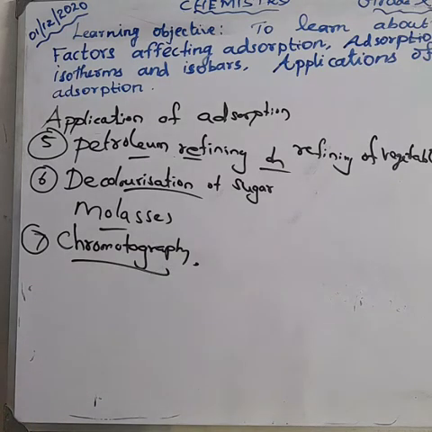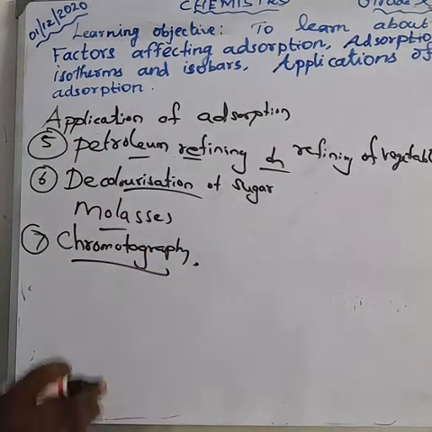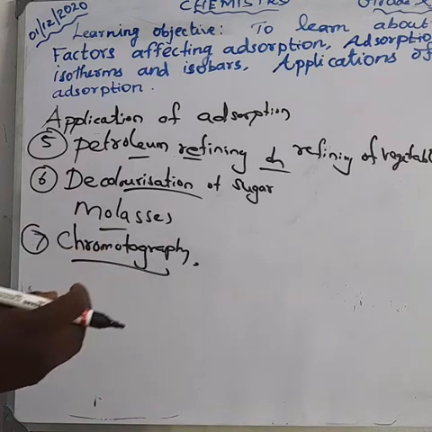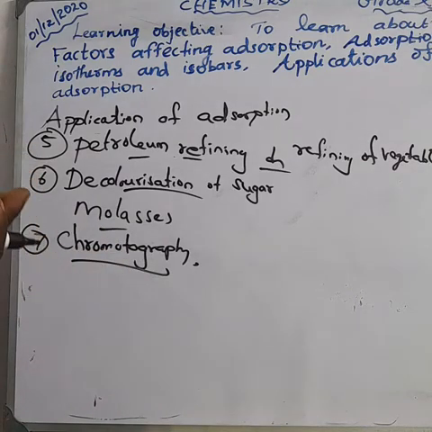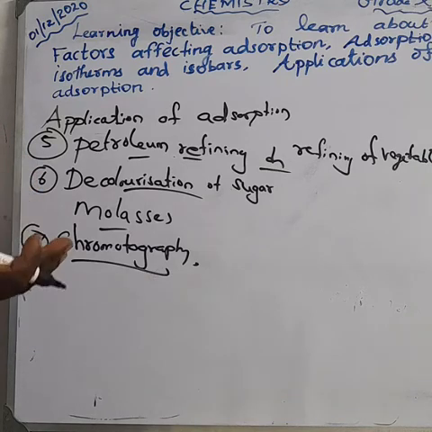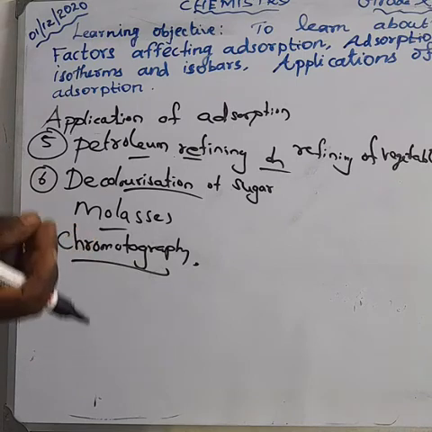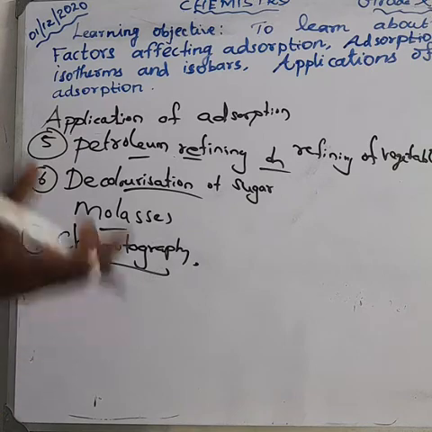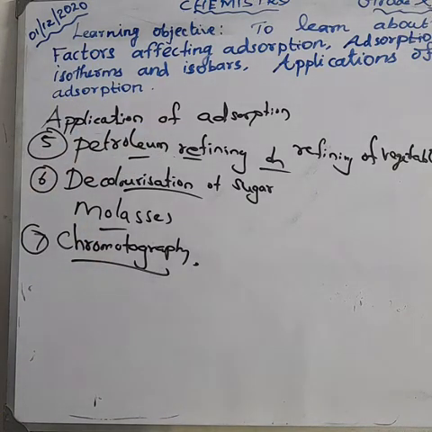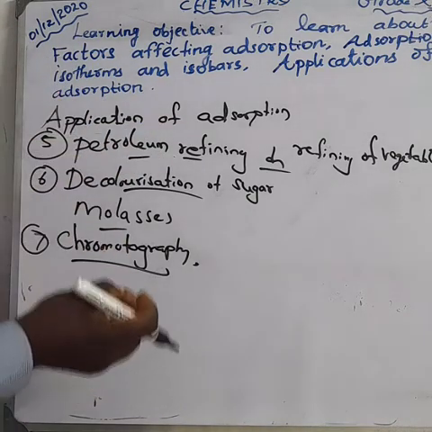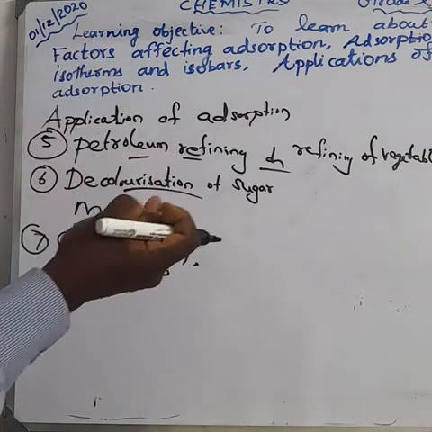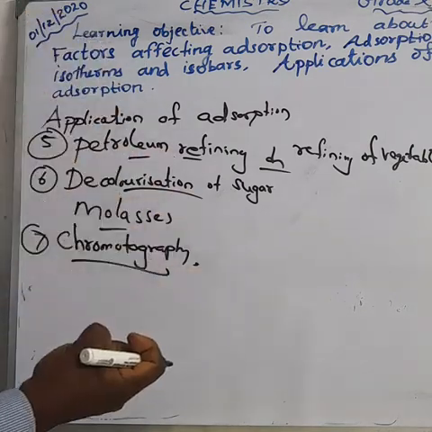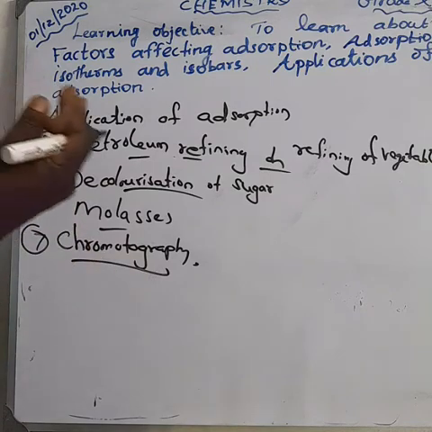Here, what is it? The separation of components in a mixture. A mixture having some components should be separated. This separation may be a macro amount or a micro amount. Whatever the amount, it should be separated by means of adsorption. This is very effective and used for identification. Don't forget: identification, detection, and estimation.